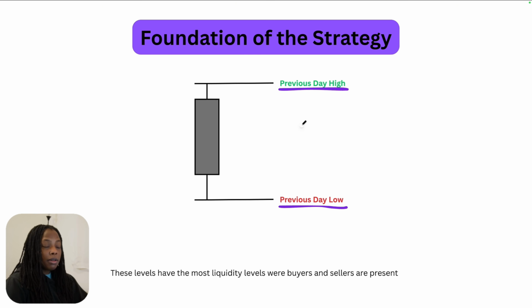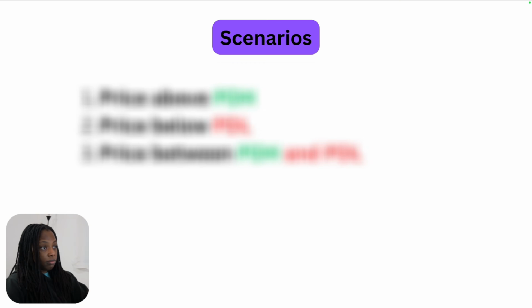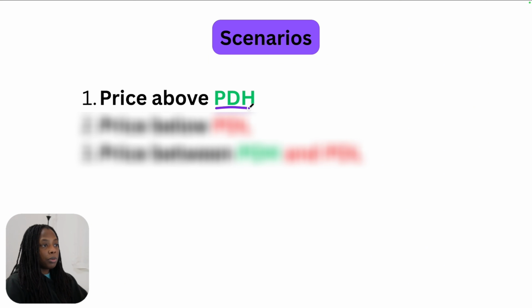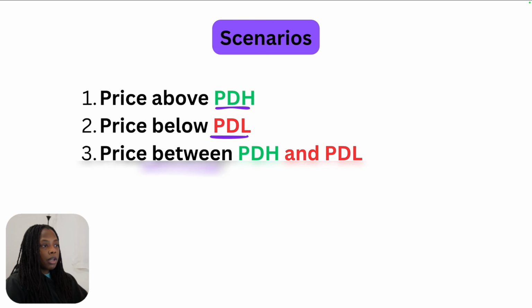We are trading based on what price is doing, either above the previous day's high or below the previous day's low. And another scenario that most people don't talk about on YouTube is what happens when it's in between that range. I'm going to be showing you an example of how to trade it. Like I said, there are three scenarios I'm going to be discussing in this video: when price is above the previous day's high, when price is below the previous day's low, and lastly, when price is between the previous day's high and previous day's low.